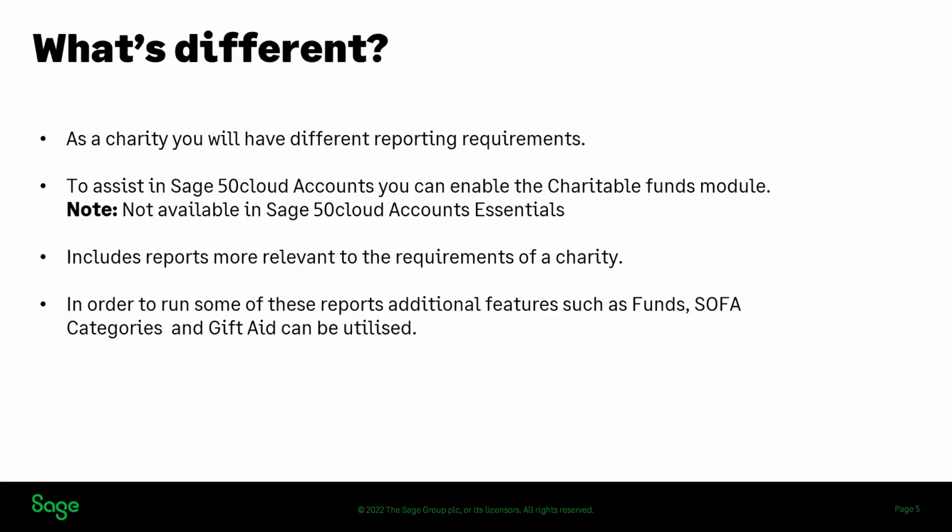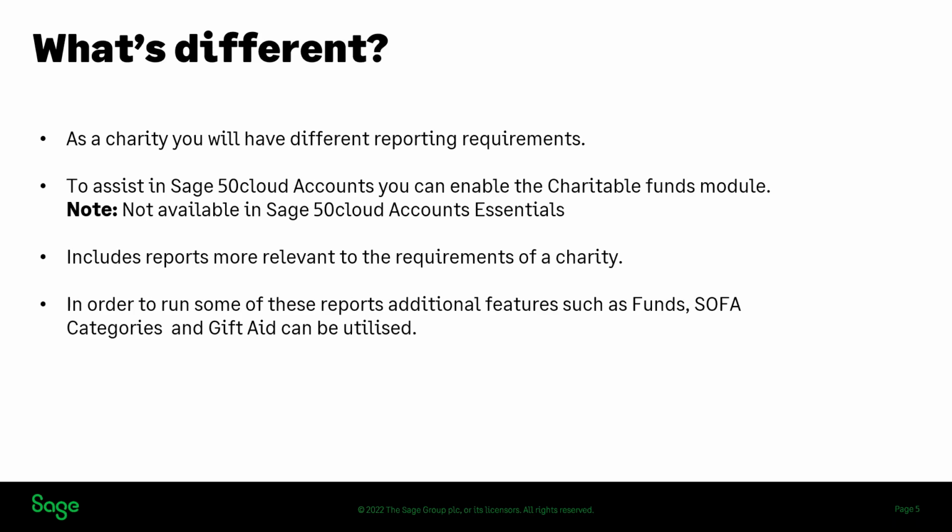So a little bit about what's different first of all. Obviously as a charity, you're going to have different reporting requirements. So you've got the charitable funds module available within Sage 50 Cloud Accounts. Now, it's not available if you're on the Essentials level of the software. That's something to be aware of, just in case anyone is using Essentials. If you are and you need the charitable funds area, then you would need to upgrade to one of the higher levels. There are two higher levels available at the moment, the Standard Edition and also the Professional Edition. So you'll have the options that we're going to cover in the session today available to you. And obviously all of your data will be transferred for you.